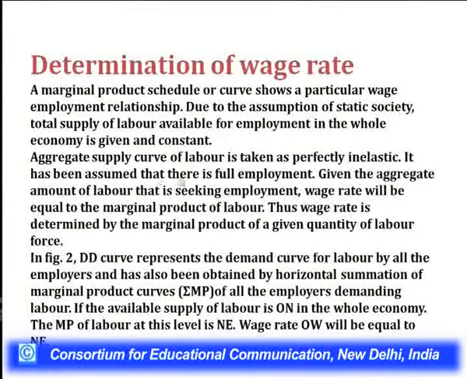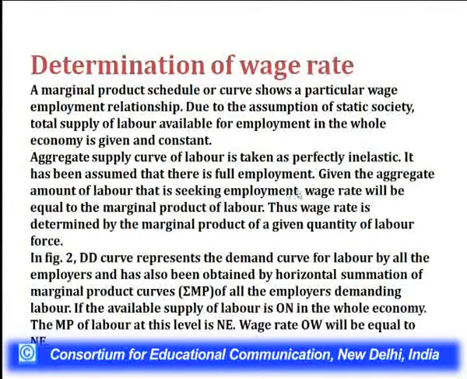It has been assumed that there is full employment. Full employment means all those who are willing to work at the going wage rate have got employment. The persons who are willingly unemployed are not called unemployed. So, given the aggregate amount of labor that is seeking employment, the wage rate will be equal to the marginal product of labor. Thus, the wage rate is determined by the marginal product of a given quantity of labor force.